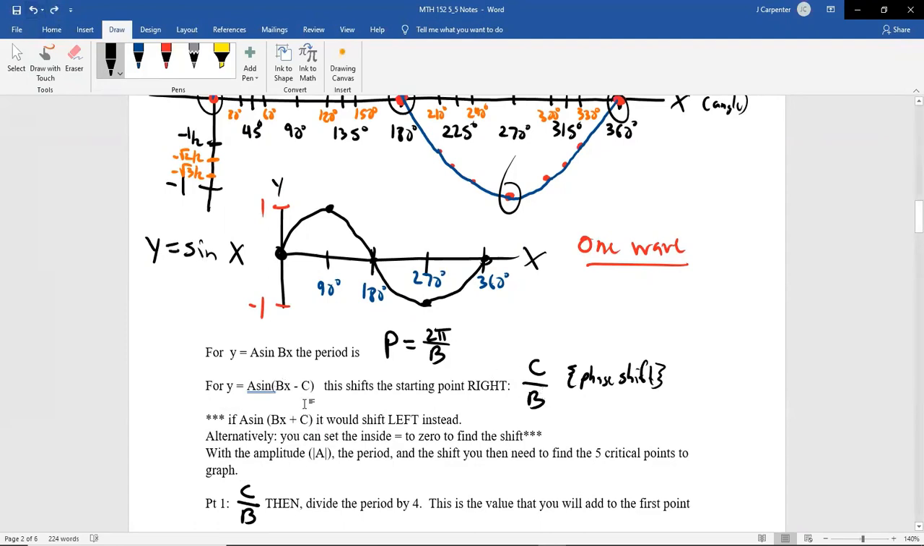Remember to be careful that the sign is opposite of the direction of the shift. It's a common theme in math. A is the amplitude when you absolute value it. And then the period was 2 pi over B.